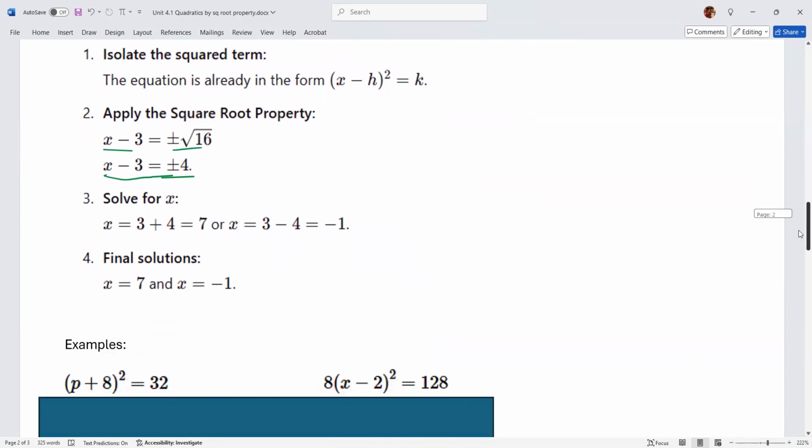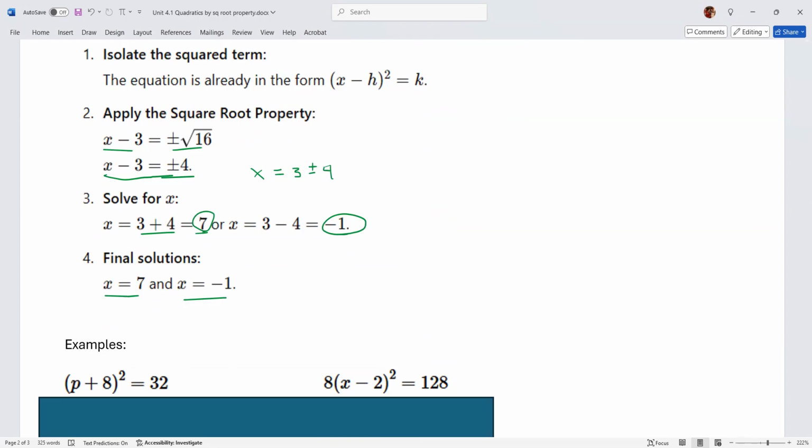There are going to be two solutions here. If I add 3 to both sides, I'm going to end up with x equal to 3 plus or minus 4. So there are two solutions here: 3 plus 4 and 3 minus 4. The 3 plus 4 adds up to 7, so that's one solution. And then the 3 minus 4 adds up to -1. That is the other solution. So you can see that here there are two solutions.